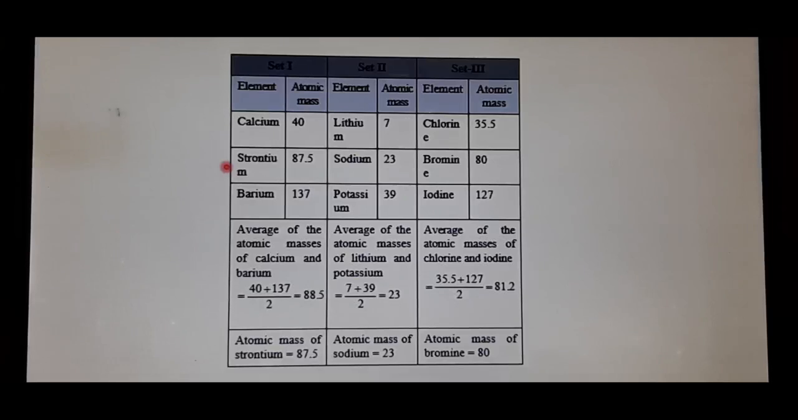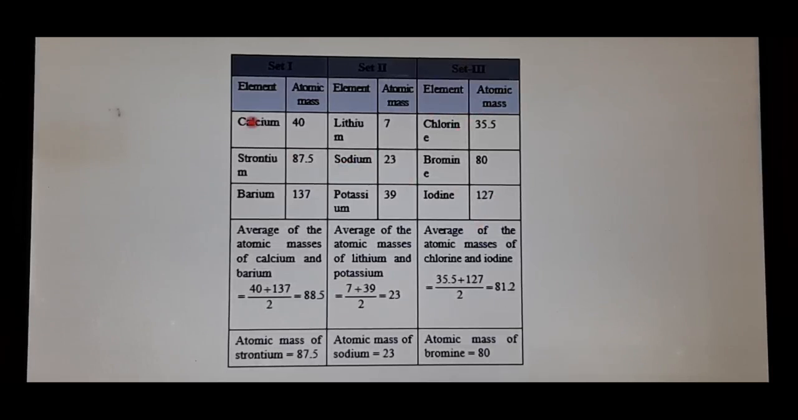So what he mentioned, first of all, why he made these triads? Because of their similar properties. Calcium, strontium and barium, their properties are similar, that's why he kept these 3 in one triad. Similarly, lithium, sodium and potassium, their properties are similar, that's why he kept these 3 elements in one triad. And chlorine, bromine and iodine, their properties are similar, that's why he kept these 3 in one triad.